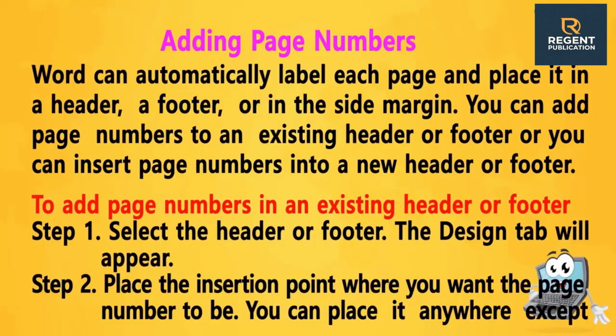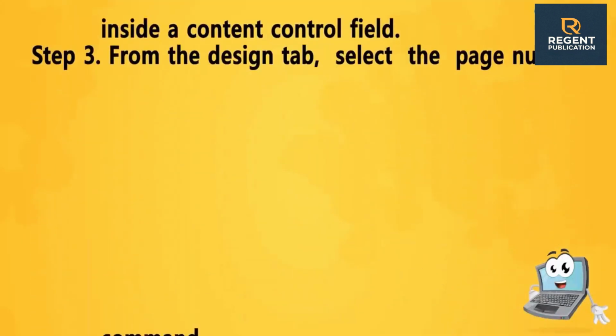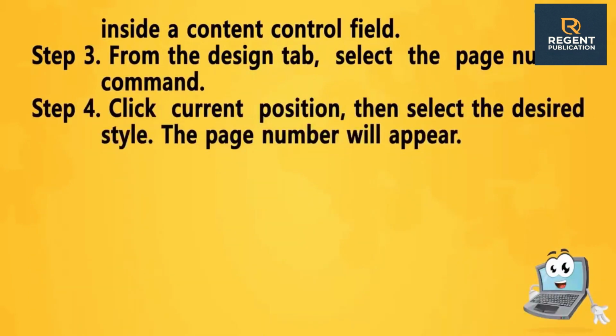Select the header or footer. The Design tab will appear. Step 2. Place the insertion point where you want the page number to be. You can place it anywhere except inside a content control field. Step 3. From the Design tab, select the Page Number command. Step 4. Click Current Position, then select the desired style. The page number will appear.